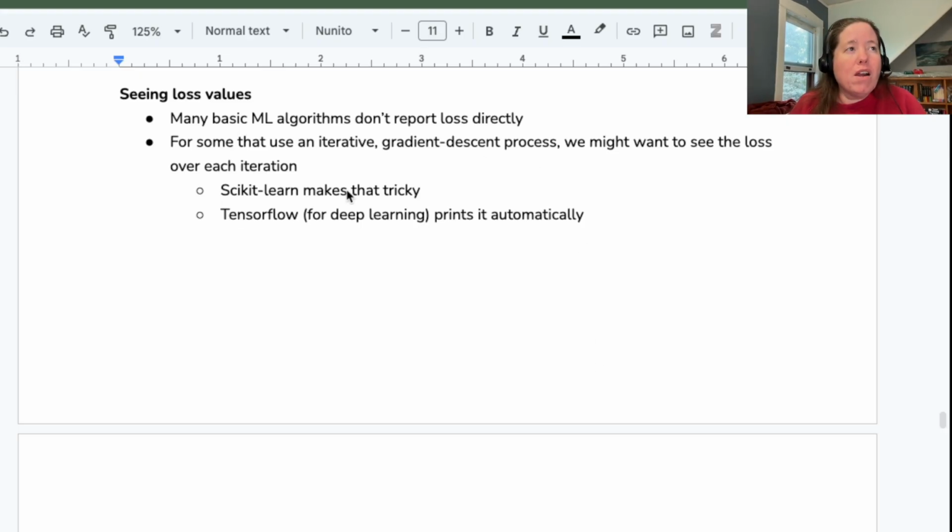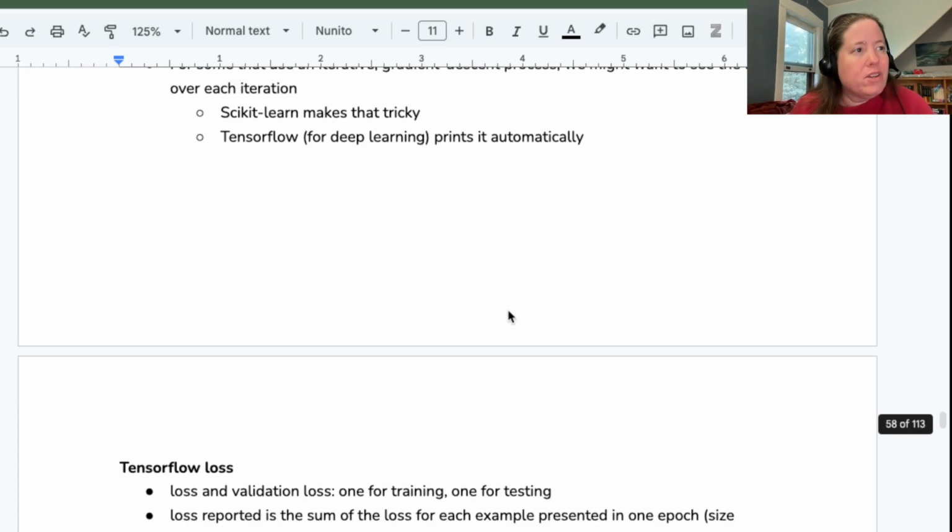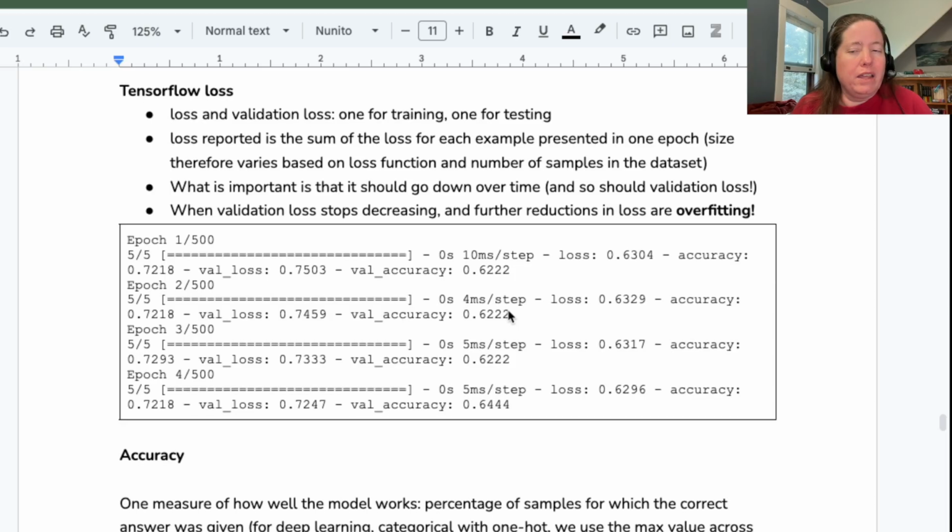So there are some ways of doing that if you have an algorithm that's doing this kind of iterative gradient descent process. We're going to use scikit-learn for the basic stuff. It doesn't really have a great way to get that information, although there are ways to get at it. TensorFlow, which we're going to use for our deep learning in our in-class activities and the homework, prints out loss automatically for us. So let's just take a look at what it looks like.